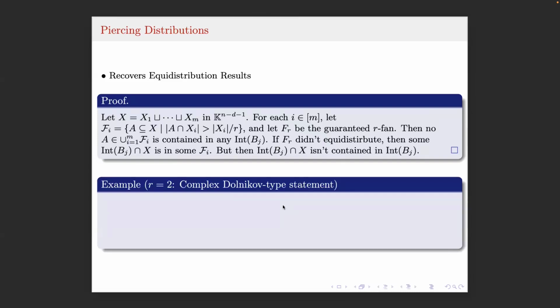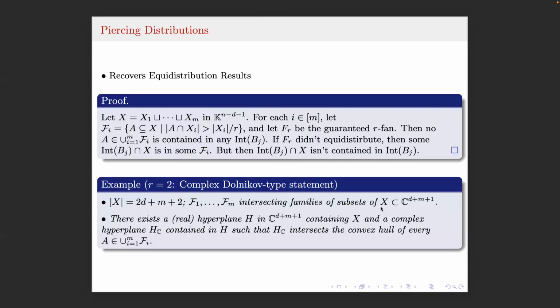So when r equals 2, you get a sort of complex version of Dolnikov's theorem. So now we can say this. Again, let's look at this many points, 2d plus m plus 2. And let's suppose I have m intersecting families, because now r is equal to 2, so that means I'm actually intersecting, subsets of some set X that's affinely spanning.